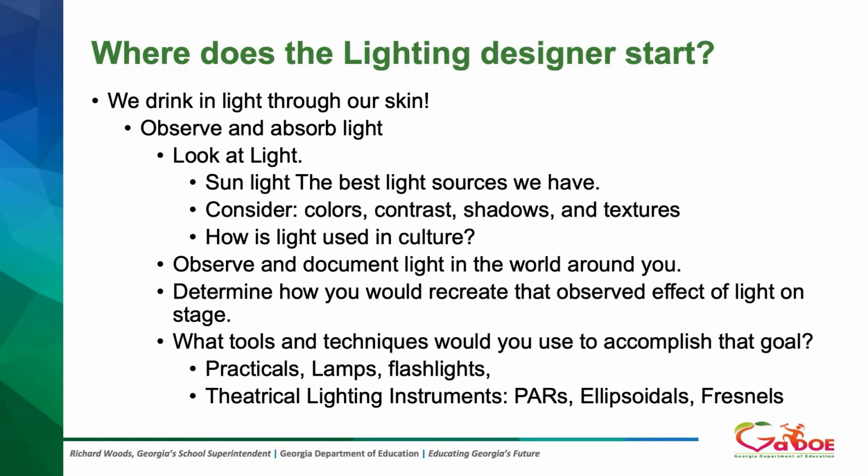Where does the lighting designer start? We drink light in through our skin, almost literally. The first thing a lighting designer can do is begin to observe and absorb light. One should look at light. Sunlight is the best source of light we have, but also consider the colors, contrast, shadows, and textures you see when observing light around you. How is light used in our culture? Observe and document light in the world around you. Determine how you would recreate that observed effect of light on the stage. What tools and techniques would you use to accomplish that goal? Would you use practicals such as lamps and flashlights? Or in a theatrical setting, would you use parcans, ellipsoidals, or Fresnels?